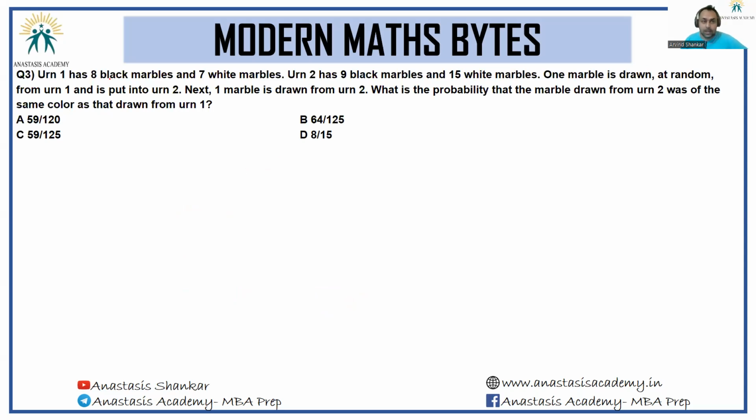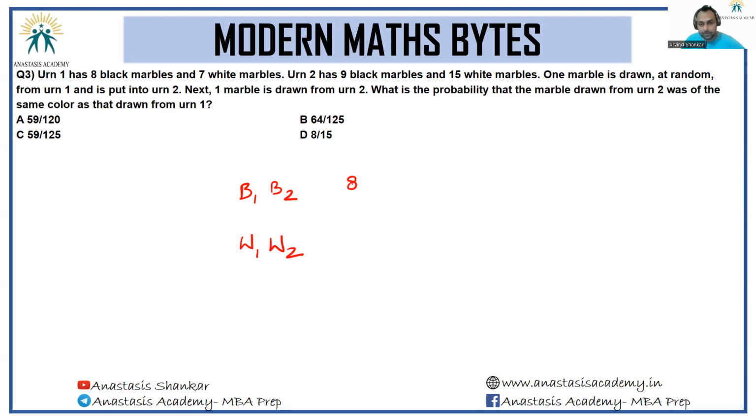Next, urn 1 has 8 black marbles and 7 white marbles. Urn 2 has 9 black marbles and 15 white marbles. One marble is drawn at random from urn 1 and put into urn 2. Next, one marble is drawn from urn 2. What is the probability that the marble drawn from urn 2 was of the same color as that drawn from urn 1? Okay. So from urn 1, if I get black from urn 1, I should get black from urn 2. Or if I get white from urn 1, I should get white from urn 2.